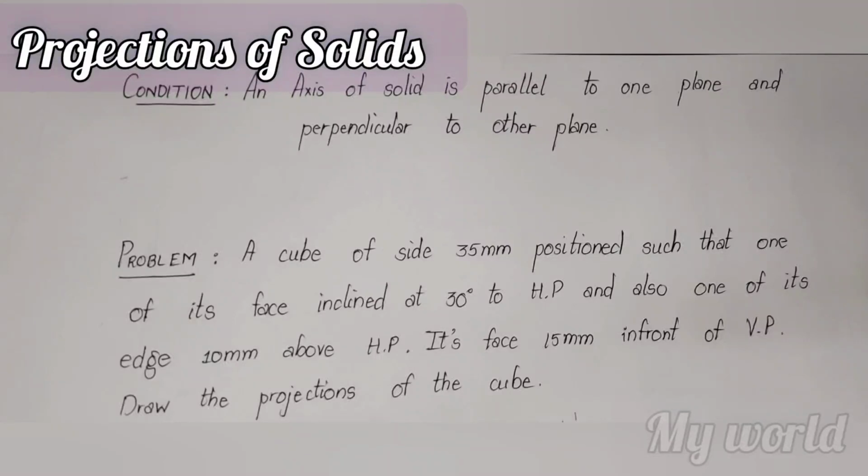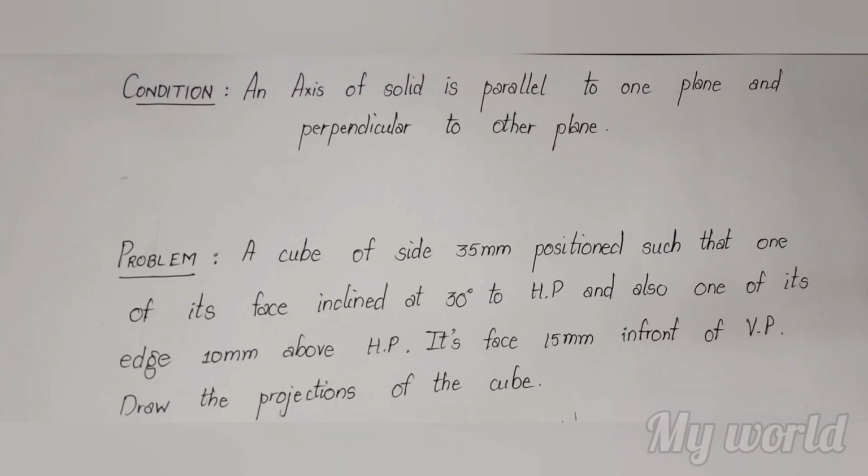Engineering drawing, projections of solids. The condition is that the axis of the solid is parallel to one plane and perpendicular to the other plane. The question is: a cube of side 35 mm is positioned such that one of its faces is inclined at 30 degrees to HP and also one of its edges is 10 mm above HP. Its face is 15 mm in front of VP. Draw the projections of the cube.